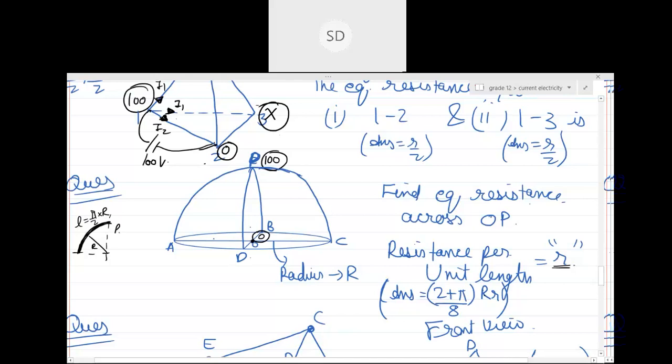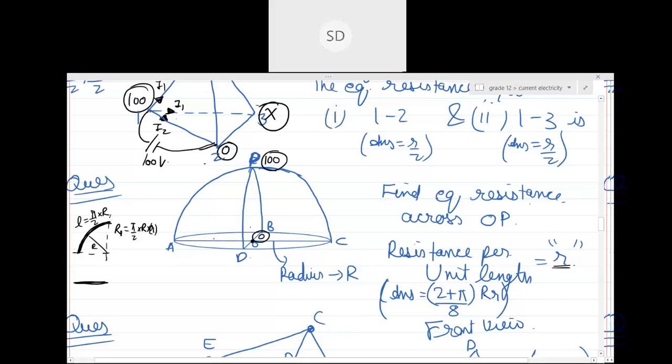So what will be the resistance of this part? Let's say the resistance is R1, which is pi by 2 times R multiplied by this resistance per unit length. So can you see length multiplied by resistance per unit length will be resistance? Yes? How is the length pi by 2R? Beta, what is the length of the whole circle circumference? 2 pi R. Divided by the quarter portion, so 2 pi R divided by 4. Okay. And this is the resistance.